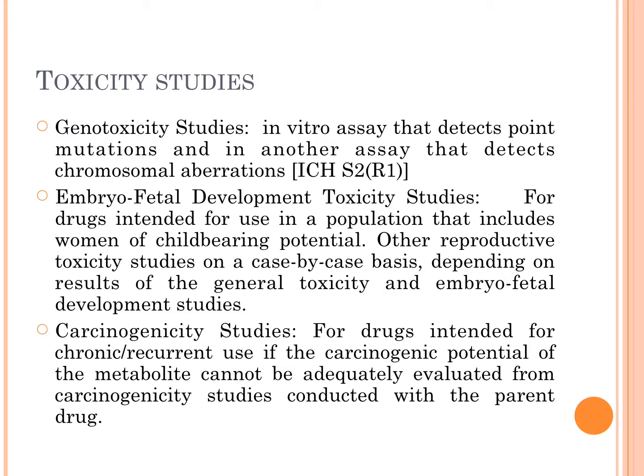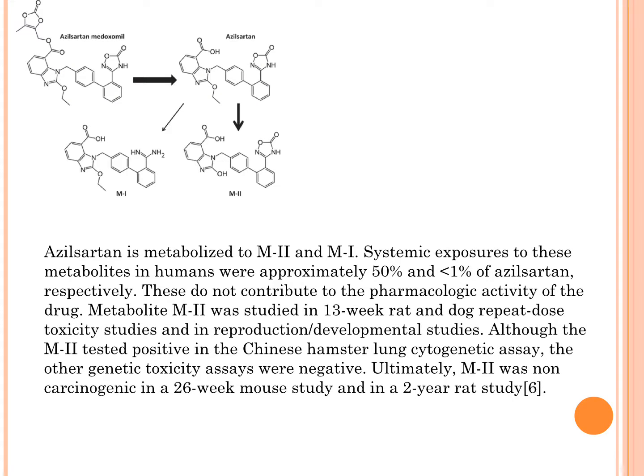For drugs which are intended for chronic use or recurrent use, if the carcinogenic potential of the metabolite cannot be adequately evaluated during the carcinogenic studies conducted with the parent drug, then the disproportionate metabolite should be separately studied for carcinogenicity. Let us discuss the case study of azilsartan. Azilsartan medoxomil is the prodrug which is converted to azilsartan in vivo. Azilsartan itself is metabolized to M2 and M1. M2 is the major metabolite and M1 is the minor metabolite.